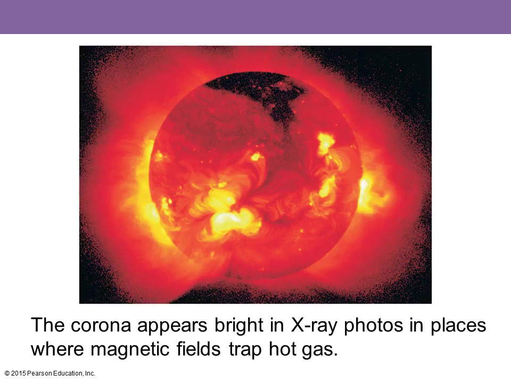Here's a good picture showing the differences in the corona, which appears bright in X-ray photos in places where magnetic fields trap hot gas. And of course, near the pole there, we see a dark spot where the corona is not producing much, if any, radiation.